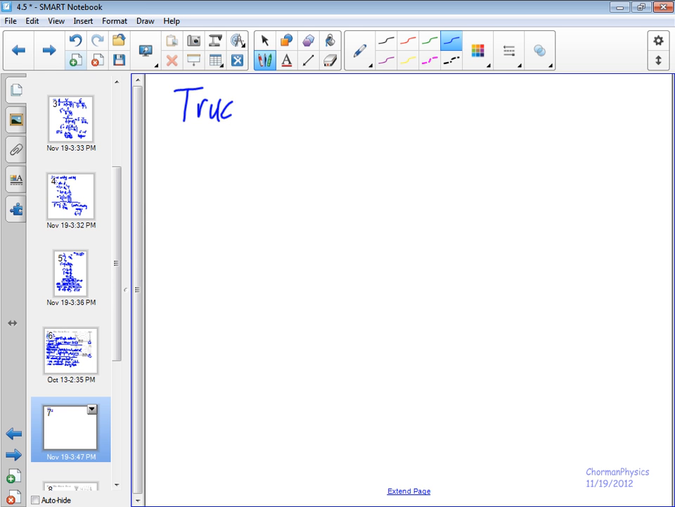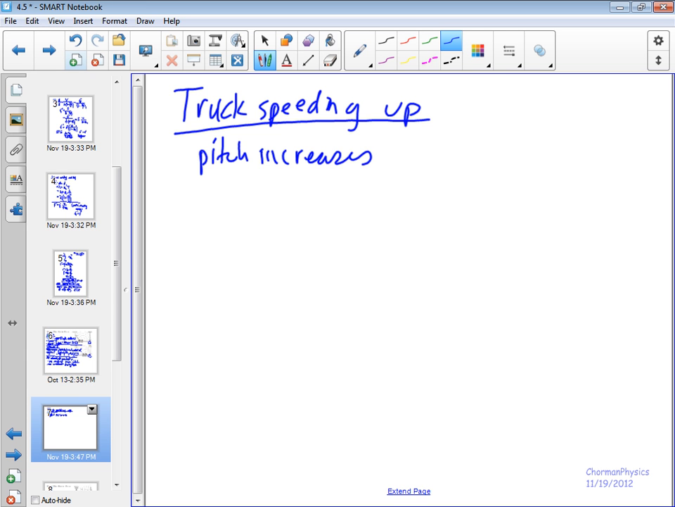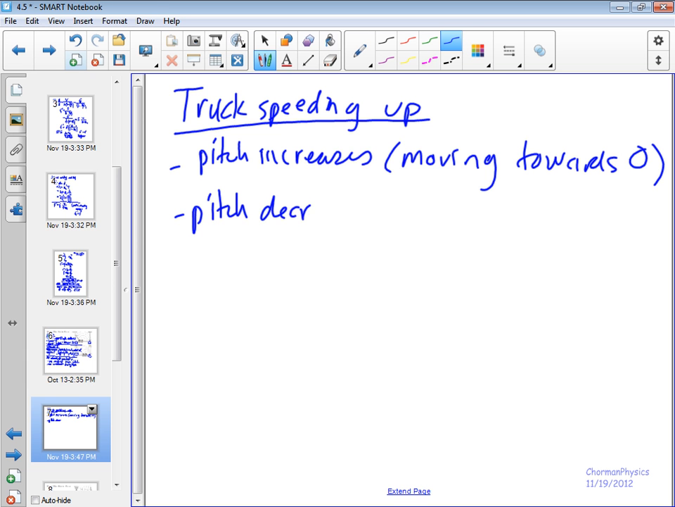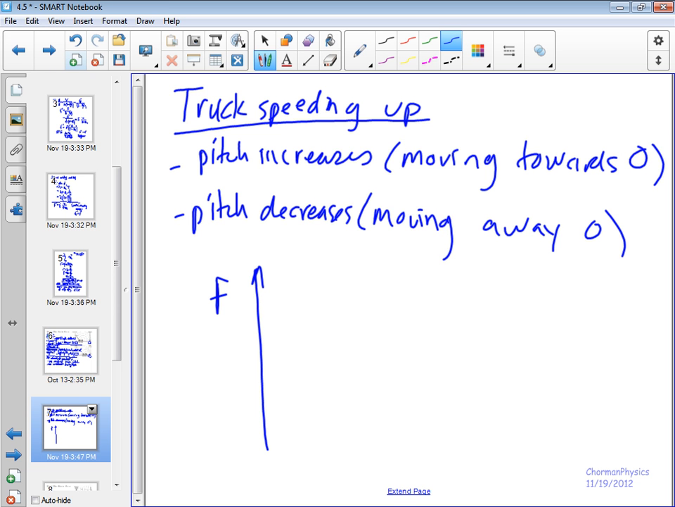So the truck speeding up, we have a pitch increase if it's moving towards the observer. Pitch is going to decrease otherwise. So what you'll need to be able to do is, on a test I'll be asking you to graph the frequency versus time of this happening.